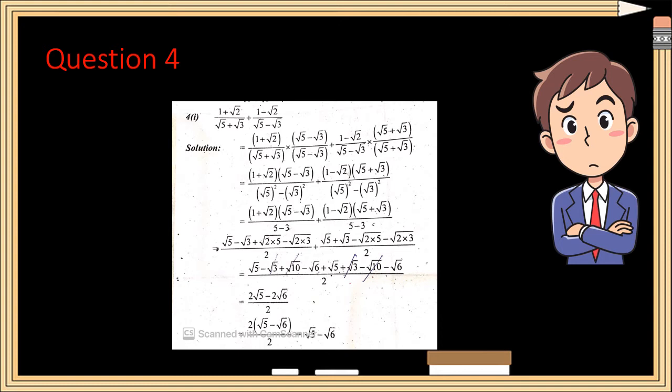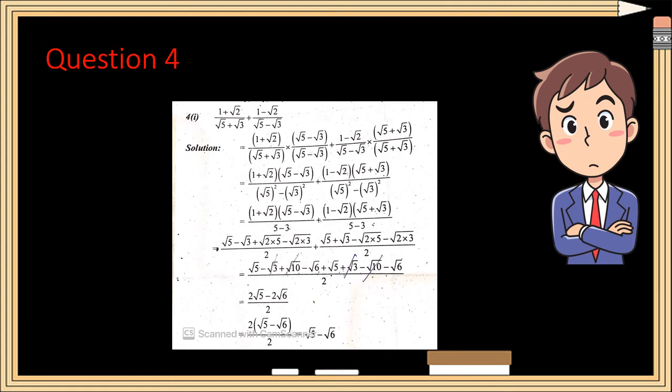Similarly in the second term we have 1 minus square root of 2 into under root of 5 plus under root 3, and in the denominator we have the same formula (a plus b)(a minus b), which is giving you a square minus b square. 5 minus 3 will give you 2. So from the first term we will just multiply the brackets. 1 multiplied by under root 5 will give you under root 5. Similarly 1 is multiplied by under root 3, giving you square root of 3, plus square root of 2 is multiplied by square root 5. So square root of 2 into square root of 5 is square root of 10.